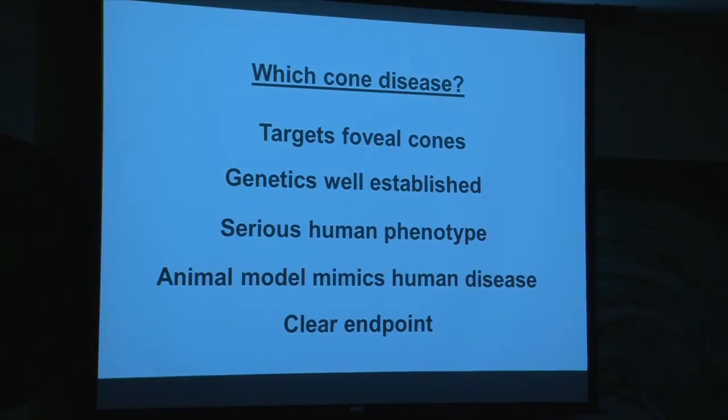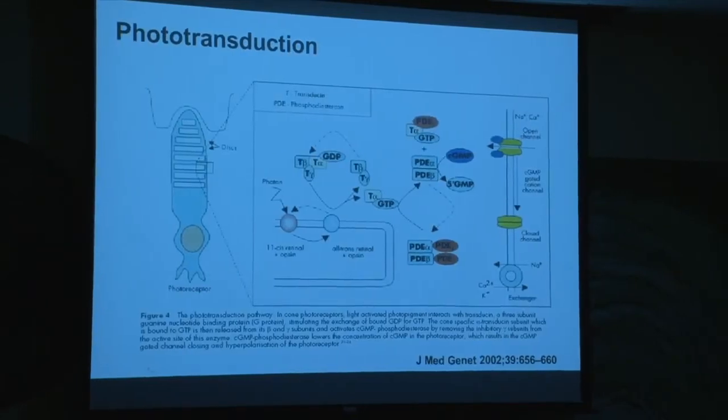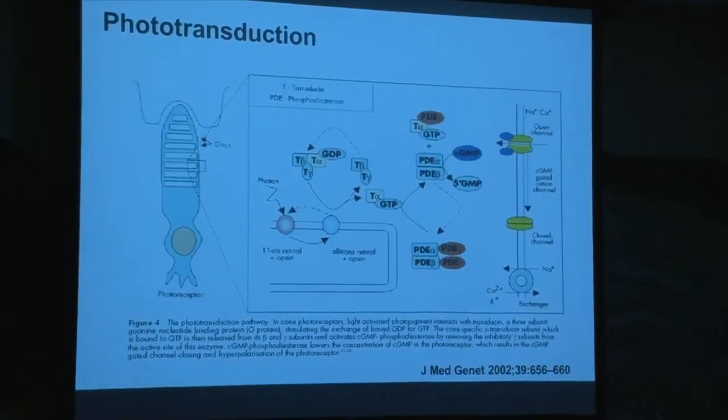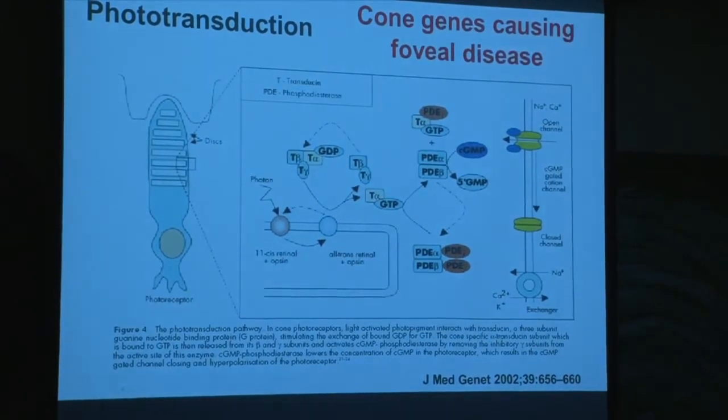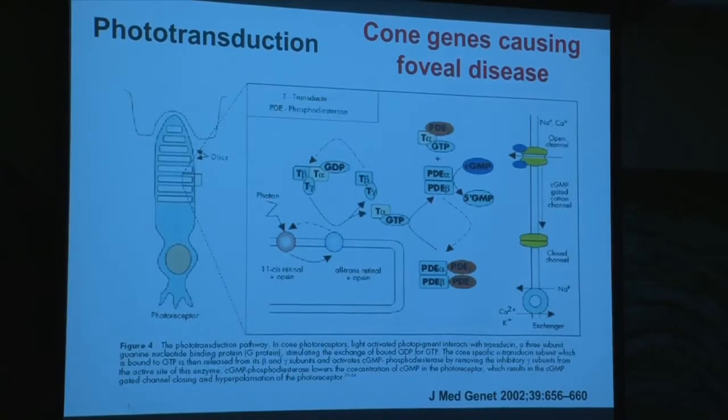And obviously there needs to be a clear clinical endpoint if you really want to get into a clinical trial with cone-targeted gene therapy. So let's look at the genes that might be involved. This is, of course, a cartoon of phototransduction. And what I want to do is highlight the cone genes that can cause foveal disease.